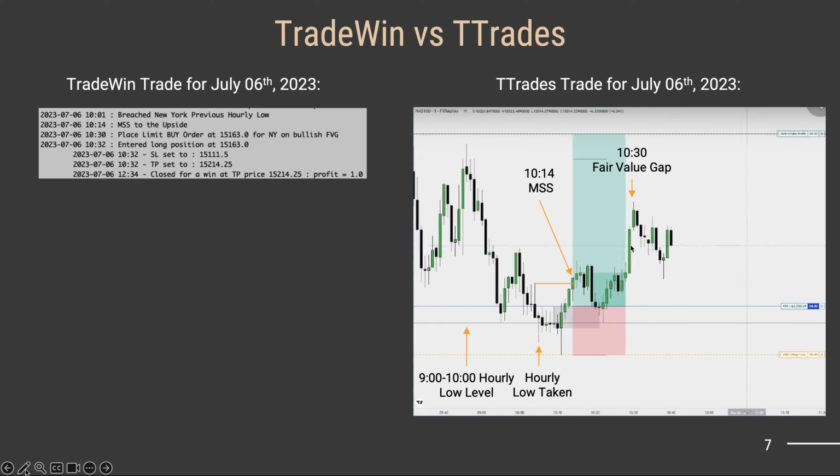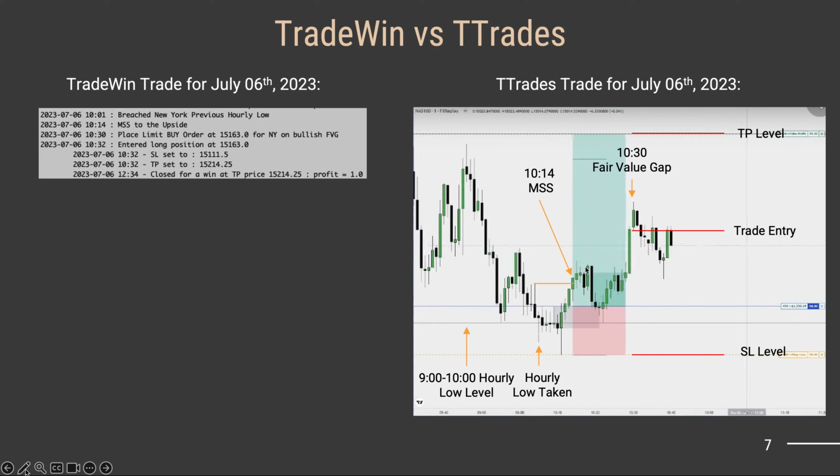10:30 is here, and you wonder why? Because we have a huge fair value gap here. And this will be exactly the entry TradeWin will take. So we enter the trade when we come back into the zone, the stop level is exactly the low we witnessed here, and the take profit level is the hourly high. That's what the trading plan did, and we finally had a win here with a profit of 1 R.